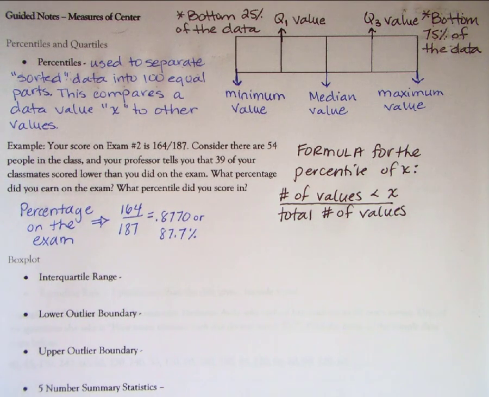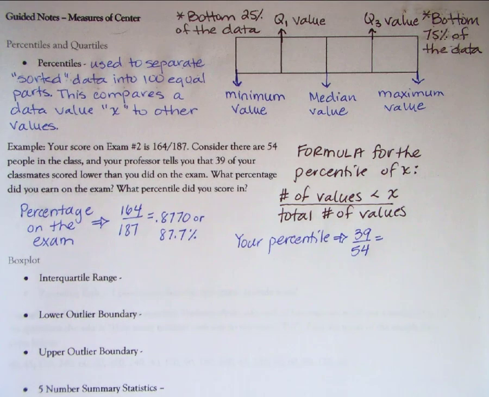So you're going to set up the fraction where you need to know the number of values less than the data value out of the total number of values. And we're also given this information. So for your percentile, there are 39 people below you out of the total 54 in the class, which yields a decimal of about 0.722. And now you will fall in about the 72nd percentile, meaning that there are 72% of the people in your class that scored lower than you did.